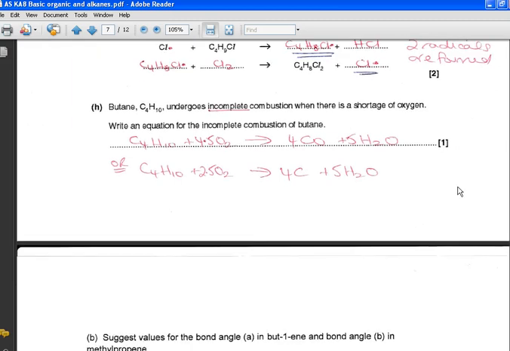Okay, you're asked here for an equation for incomplete combustion. Now you could have given either of those equations, producing carbon monoxide or producing carbon soot.